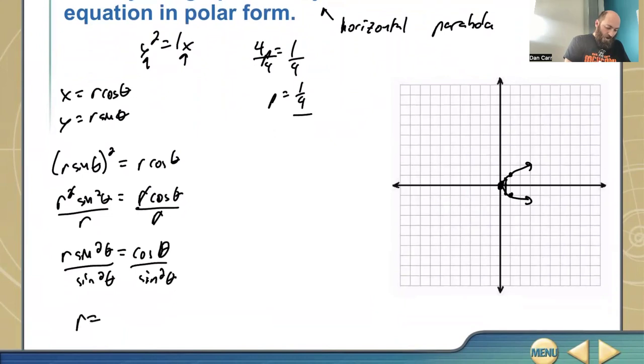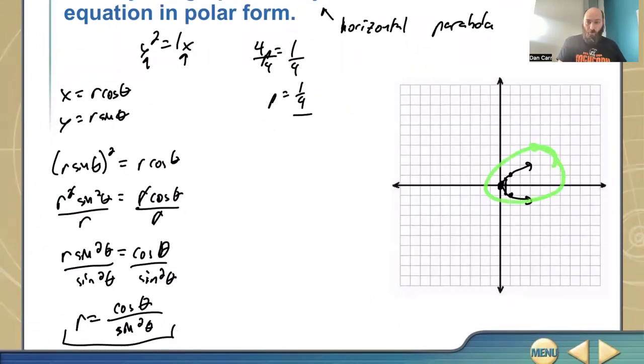So what that means is r is equal to cosine theta divided by sine squared theta. If you graph this in polar form on your TI-84, you're going to get the same thing as this horizontal parabola, as if you did it as this version here. Okay, so just keep that in mind. That's what we're doing. We're making connections between the two versions here.